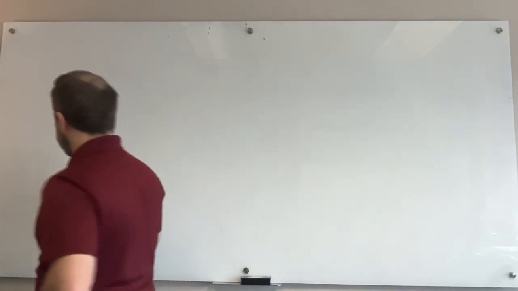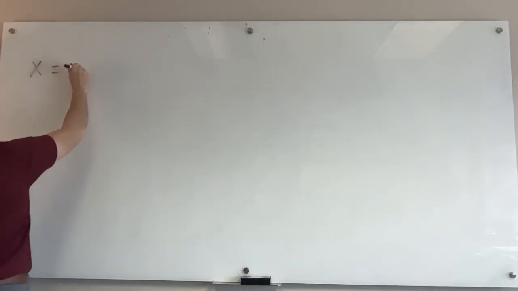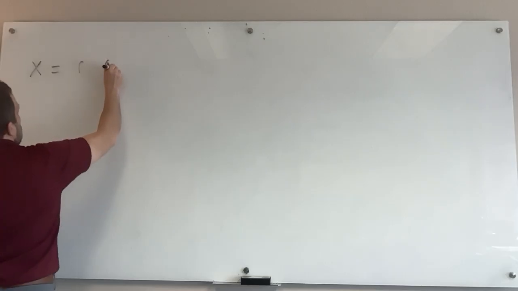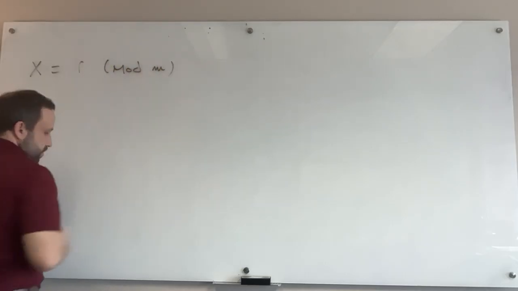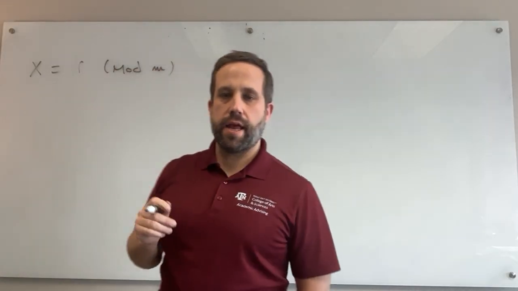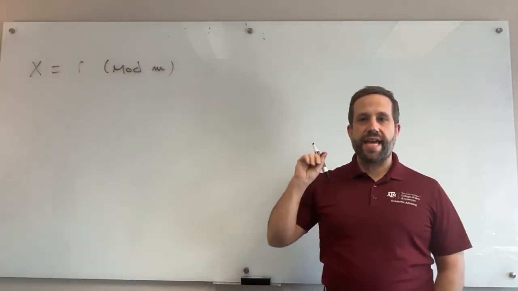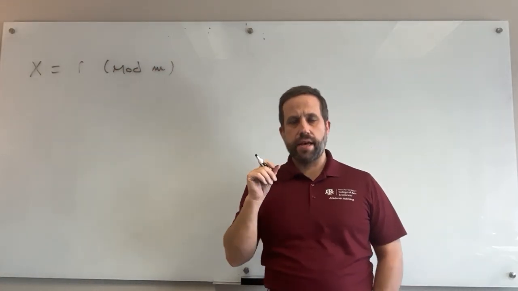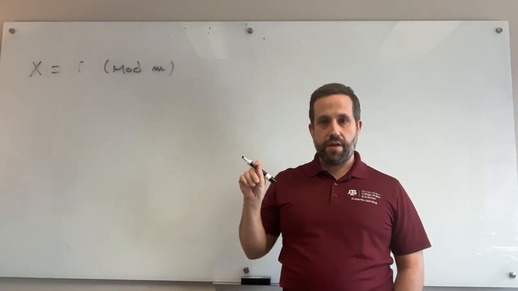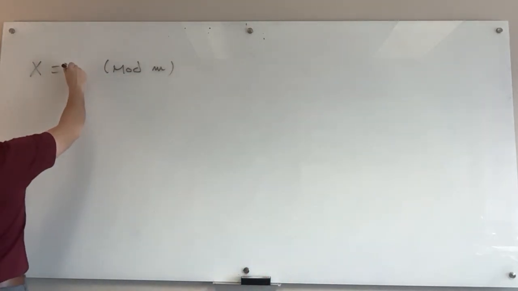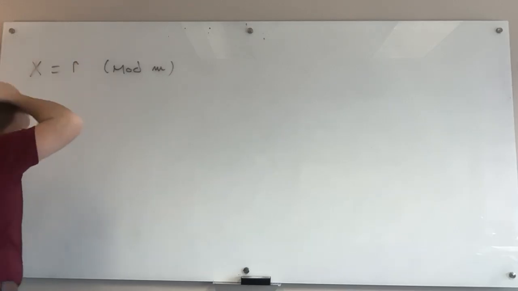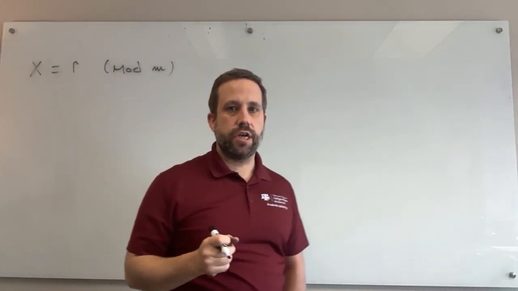So a congruence relation, let me just write what the notation is and then explain what it means. If you say something like x is equal to r mod m, what this means is that if we take x and divide it by m, the remainder is going to be r.